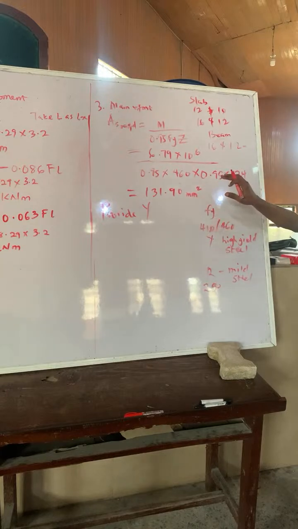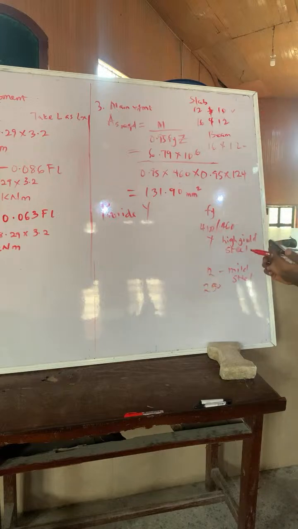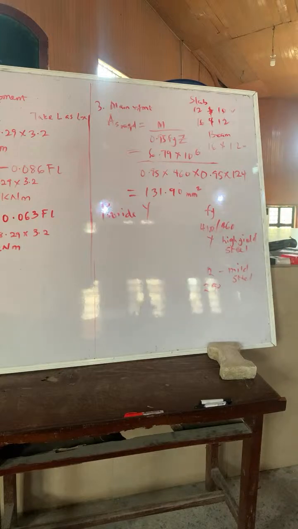You can use 12. That is what I said. You can use 12 and 10. She used 16 and 12 in her own example, but even in mine, I use 12 and 10. No, they won't specify. You are the one that will decide, so use the one you want to use for yourself.